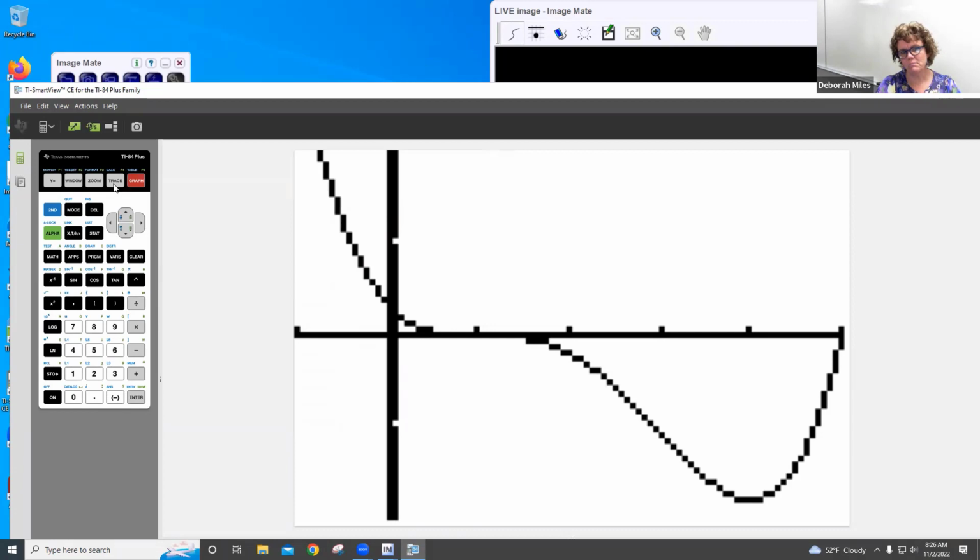I can check my increasing, decreasing intervals. I can check my y-intercepts, my x-intercepts, my concavity. I can check everything about this problem. And so on the test, and don't hold me to this, I'm telling you what I think I remember, and I haven't made this test yet.